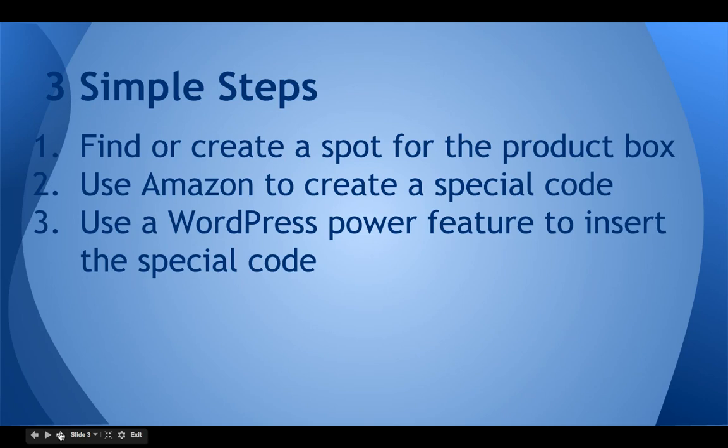So what are the steps that we're talking about? Well, first we're going to find or create a spot in our page or post for the product box. Second, we're going to use Amazon to create a special code that we're going to insert. And then third, we're going to use a WordPress power feature to insert that special code.